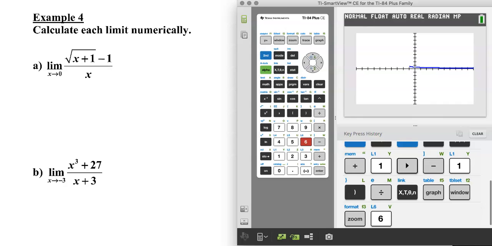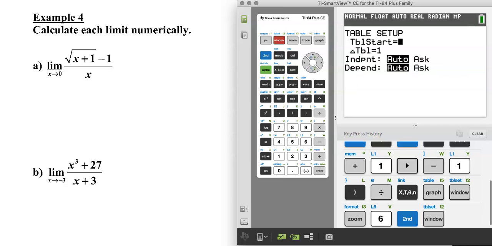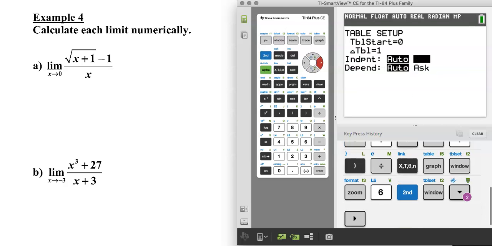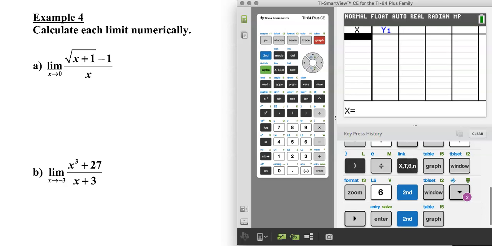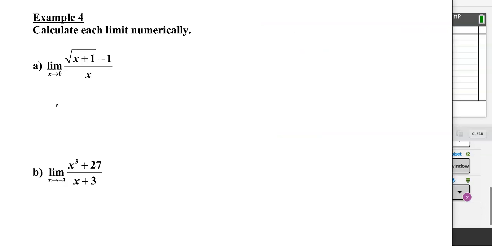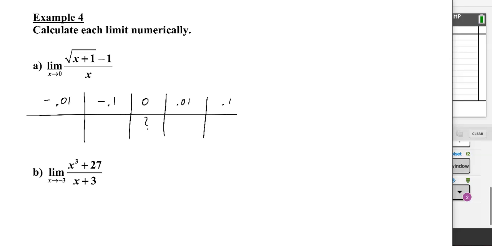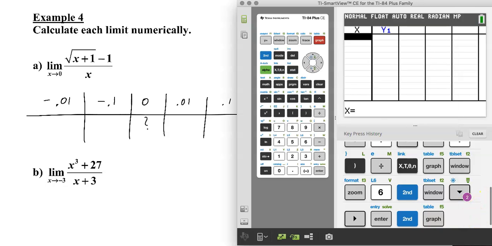But what you can do is actually change the table setup. If I hit second and then window, what I can do is ask for the independent variables, so that when I go to table, if I'm trying to figure out what is happening at 0, I could use negative 0.01, negative 0.1, 0, I don't really know what's going on, 0.01, 0.1, and if I figure out what my outputs are, then it will hopefully be pretty nice.